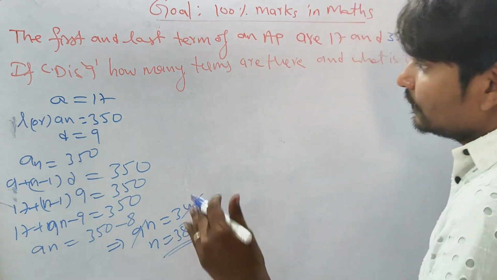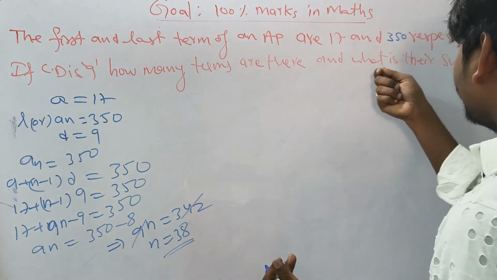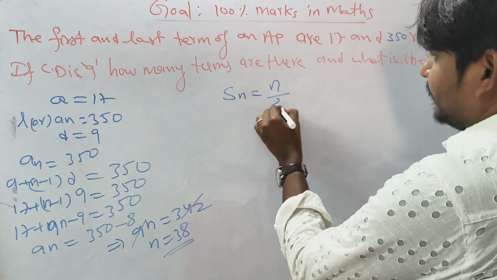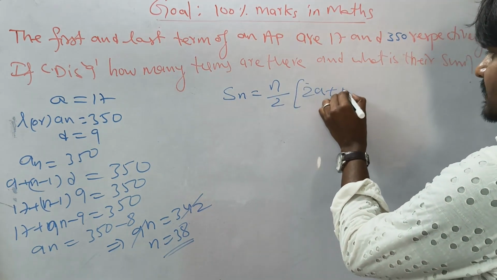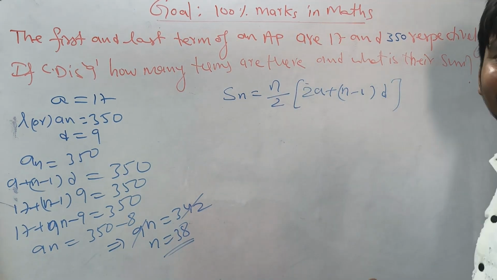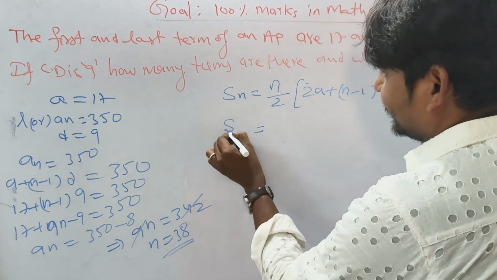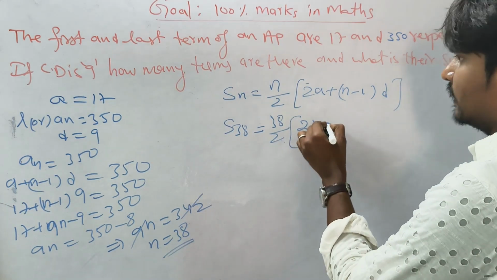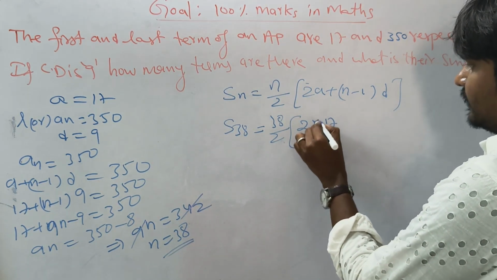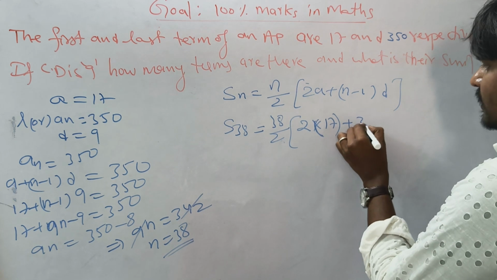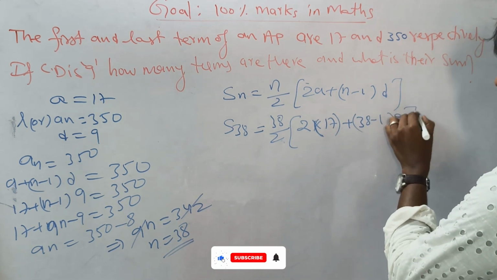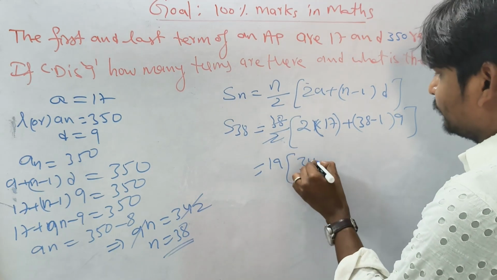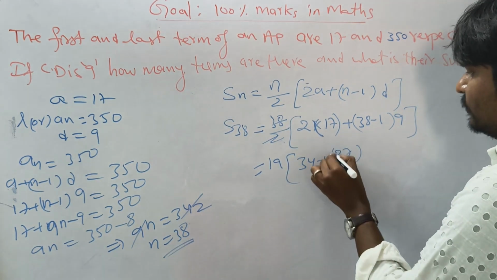Now which formula do we use? We want the sum of the terms. The formula is Sn = n/2 (2a + (n - 1)d). By applying this formula, S38 = 38/2 (2 into a, which is 17, plus (38 - 1) into d, which is 9). Now 19 times gets cancelled, so 19 (34 + 37 into 9).